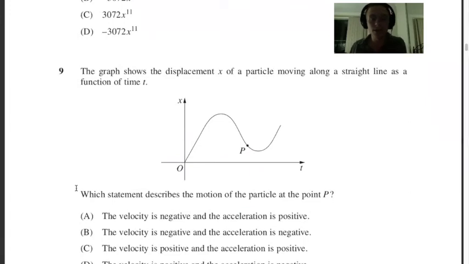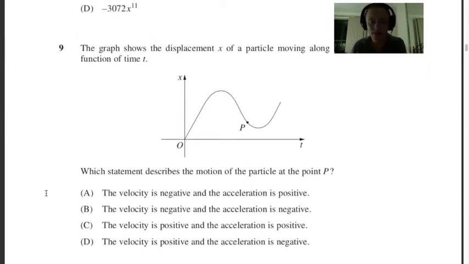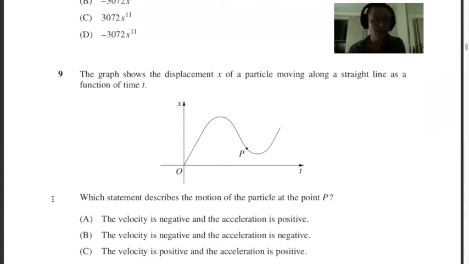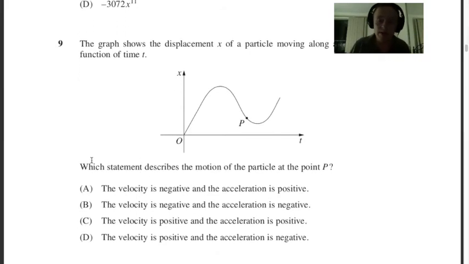The graph shows the displacement x of a particle moving along a straight line as a function of time t. Which statement describes the motion of the particle at point P? I'm going to read that again. The graph shows the displacement x of a particle moving along a straight line as a function of t. Okay, I understand. The particle is moving up or down as t changes. So it's moving up, it's stationary, it goes down. Which statement describes the motion of the particle at point P?